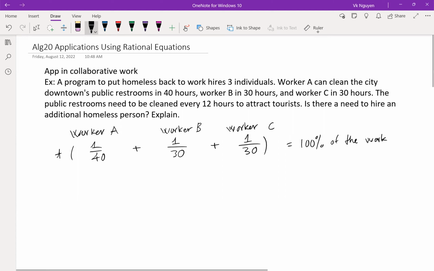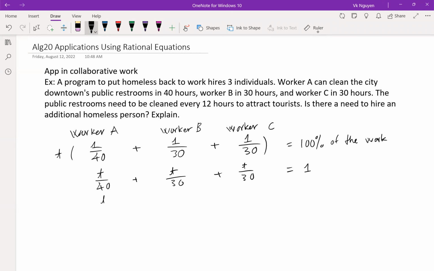So what is this? We have T/40 plus T/30 plus T/30 equal 100%, which is 1. Ta-da! That is a rational equation. And then we can solve this equation by getting rid of the fractions and multiplying by the LCD. Let's just factor this out.